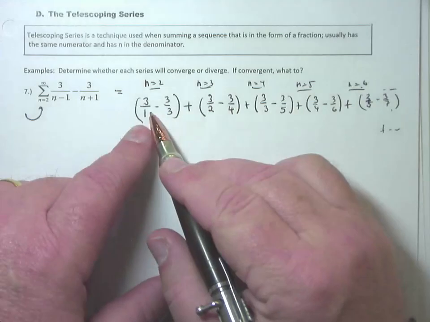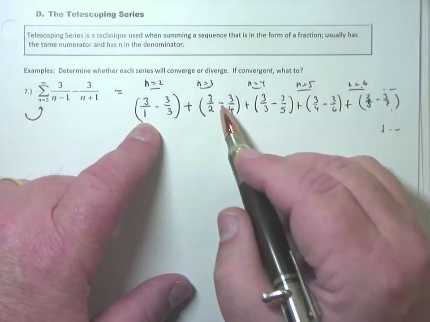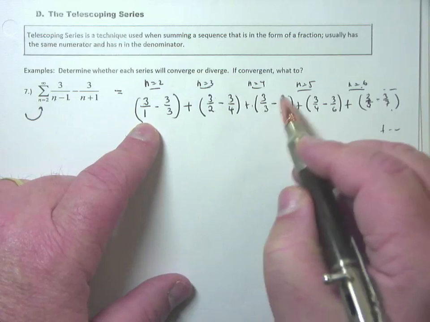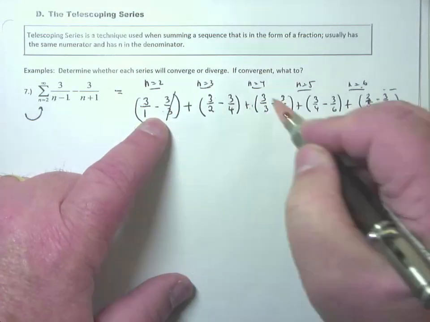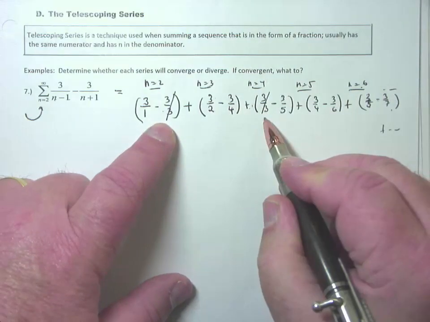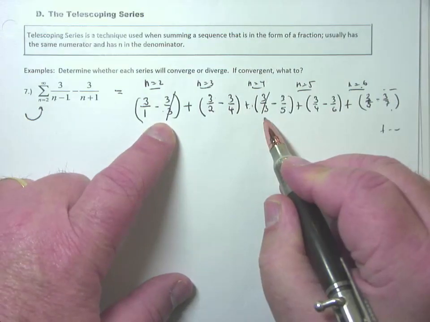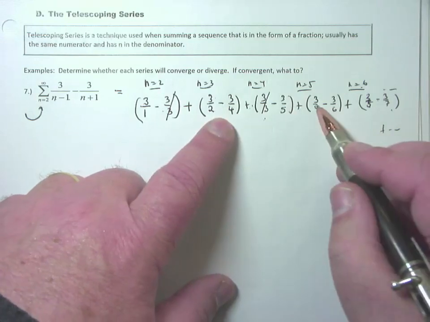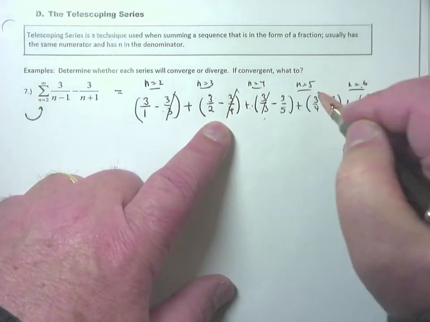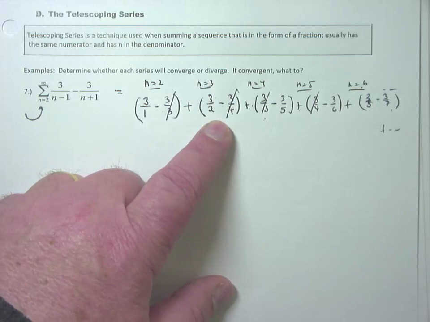3 over 1 minus 3 over 3 plus 3 over 2 minus 3 over 4 plus 3 over 3 minus 3/5. 3 over 3, that's a minus 3 over 3 plus 3 over 3. They're going to cancel. Now look at your next term. Plus 3 over 2 minus 3 over 4. This is plus 3 over 4. The minus 3 over 4 plus the 3 over 4 cancels. You with me?